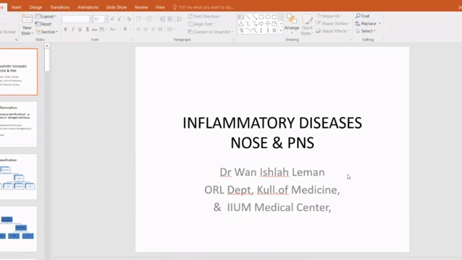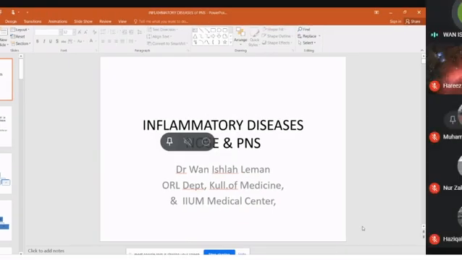So when you reduce it, there will be less itchiness, less teary eyes, all that. Good. Nak stop bila ya, doktor? Oh, you can use it long until you have the symptom control. If you use every day, you can use it for 1 year. Okay, 1 year, you can use every day.